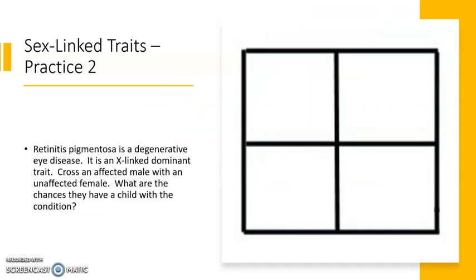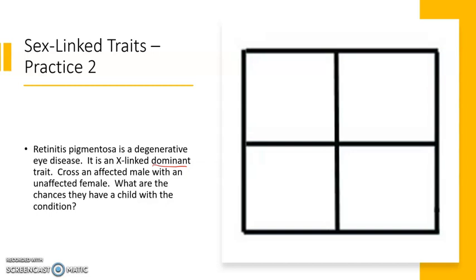Now, sometimes sex-linked traits are actually dominant, and then this is another issue. It becomes a little bit different in how it gets inherited. So let's try it out. Retinitis pigmentosa is a degenerative eye disease. It is an X-linked dominant trait, so you just need the one copy in order to inherit retinitis pigmentosa. So cross an affected male with an unaffected female. What are the chances they have a child with the condition?